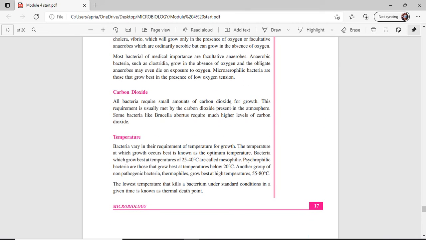Next is carbon dioxide. All bacteria require a small amount of carbon dioxide for growth.